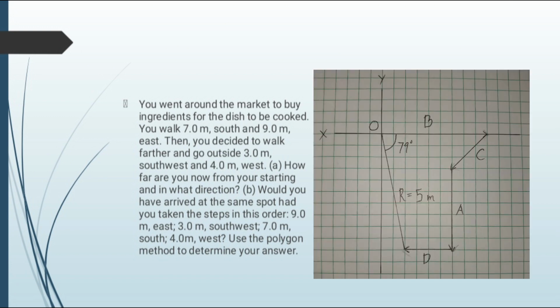Would you have arrived at the same spot had you taken these steps in order: 9 meters east, 3 meters southwest, 7 meters south, 4 meters west? Use the polygon method to determine your answer.